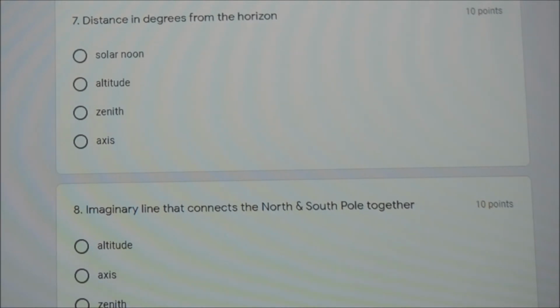Number seven, distance in degrees from the horizon. Is that solar noon, altitude, zenith, or axis? Distance in degrees from the horizon. Is that solar noon, altitude, zenith, or axis?